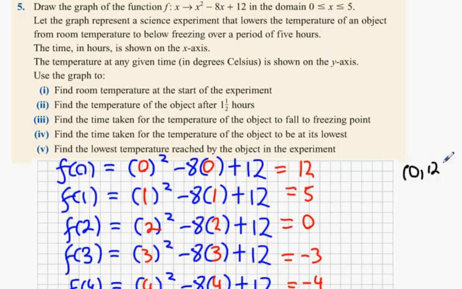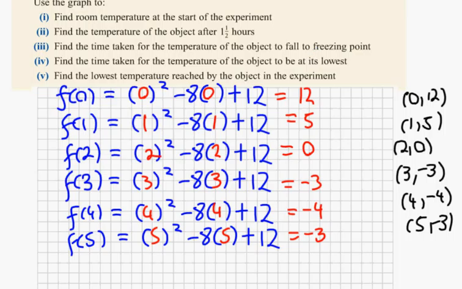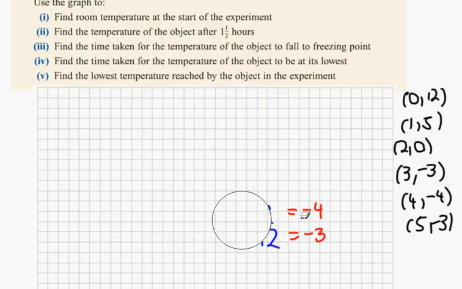0, 12, 1, 5. Am I allowed to do beginning and end? Can I do the first point to the last point? Why not? Not a straight line again. So, there are my points. Now what do I do next?